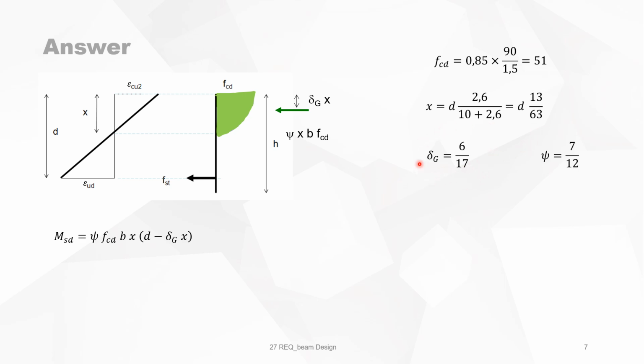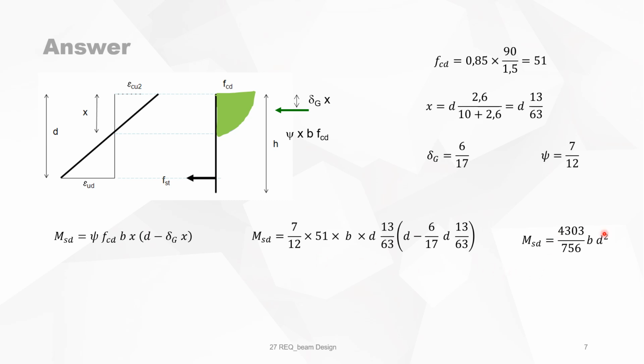We know that delta G was 6/17. So the resisting bending moment is then the filling coefficient times f_cd times b times x times (d minus delta G x). So it's the equilibrium around the tension reinforcement. You can fill in the different parameters, and we get an expression as a function of d squared. Now from this expression, we just turn around the formula and find d, which is then equal to d optimum, as this expression.